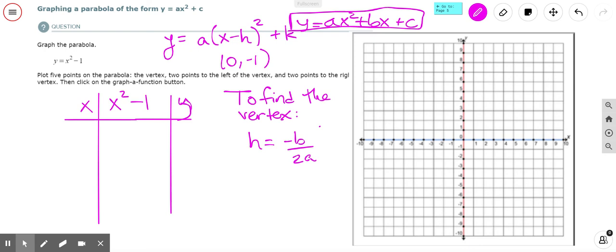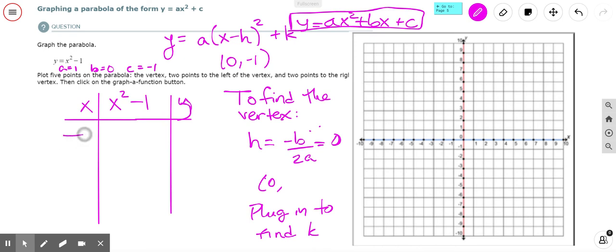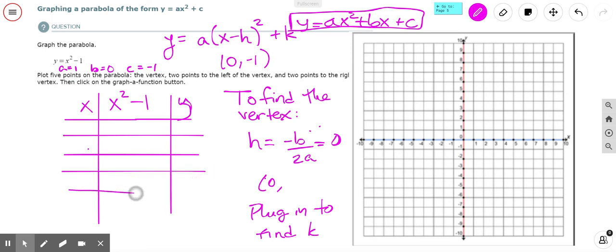So if you look at the equation, a is equal to 1, and b is equal to 0, and c is equal to -1. You don't even have a b. When you don't have a b, that means your x value is 0. And then you plug it back in to find k. We're going to do that in our chart right here. We've got to get 5 points. I think I'm going to find the vertex first and then go to the right and go to the left. So let's find the vertex. We know x is the value of the vertex. By the way, you do this for everyone, even if I do the one that we just did.